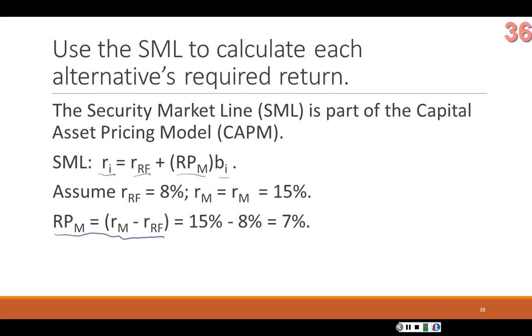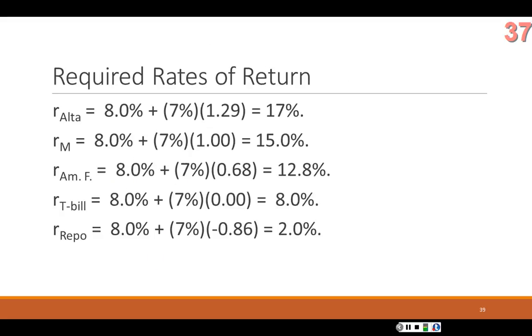And so if we assume that the risk-free rate is 8% and the market return is 15%, then the market risk premium would be 7%, the market return minus the risk-free rate. So we can use the security market line to calculate required returns for each of our individual stocks.